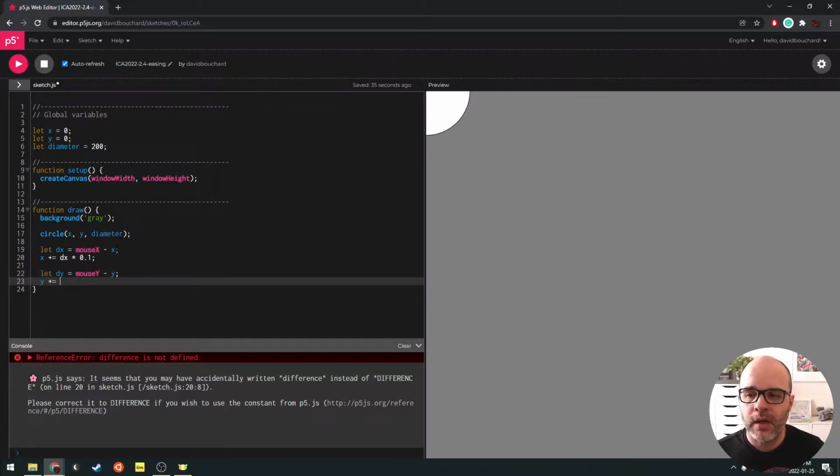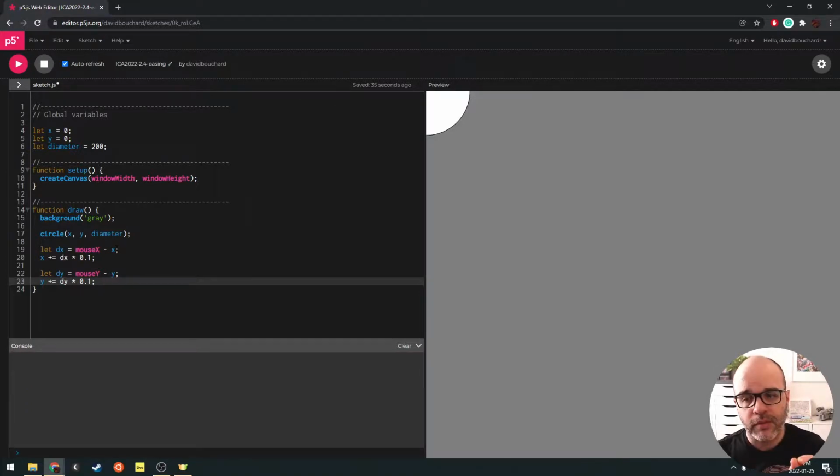And then take the y coordinate and add to it a fraction of the difference. And now we have a circle that's following our cursor in two dimensions, but adding this kind of easing behavior.